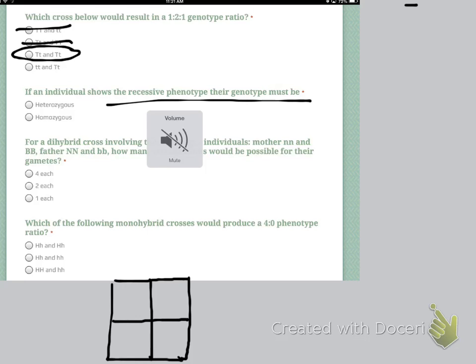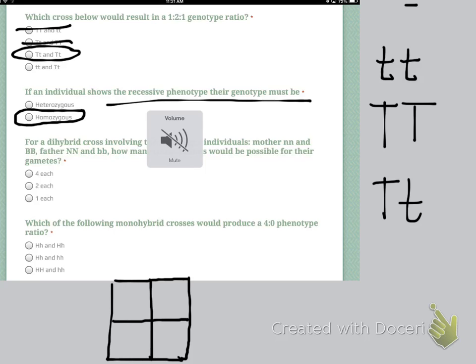If you're showing a recessive phenotype, the only possible genotype for you is 2 recessive genes. You have to have both of them to show the recessive phenotype. So that means you would have to be homozygous recessive. Okay. Now you can be homozygous dominant. You could have big T, and you would show the dominant phenotype.